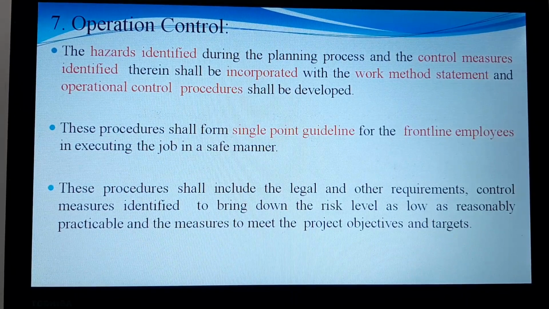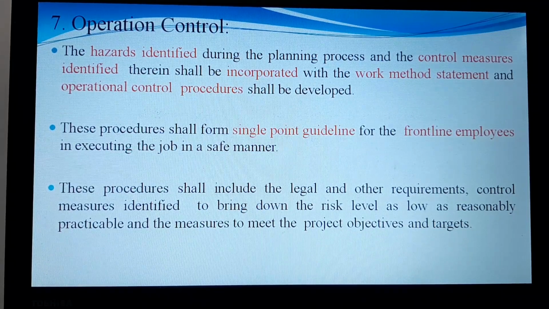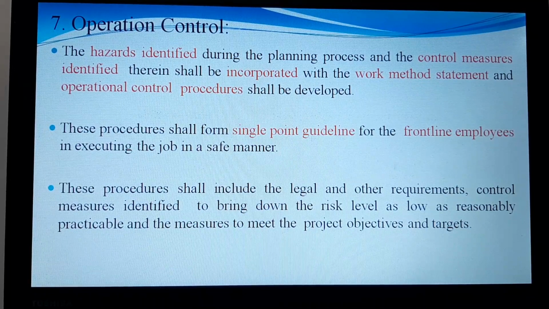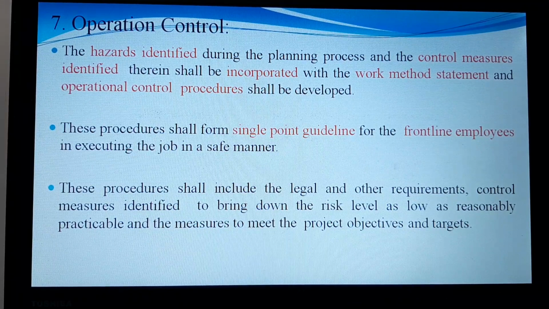Coming to the next one, it is operational control. We all know that at every level we identify the hazards, and the hazards which have been identified should have a control measure, and that has to be incorporated within the work method statement and operational control procedures. Otherwise, this will not be taken into consideration and will end up with severe accidents.